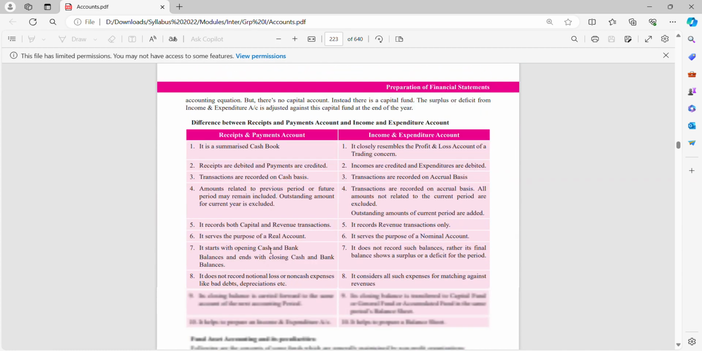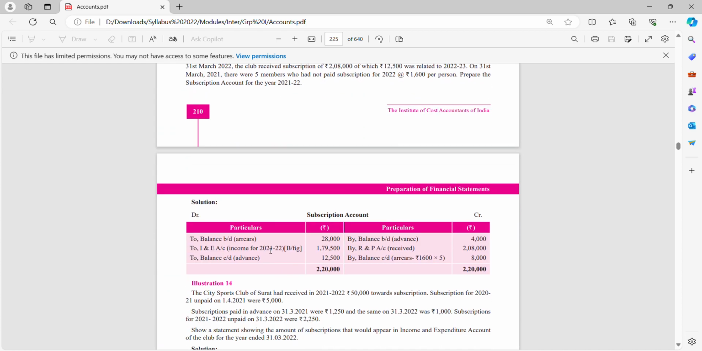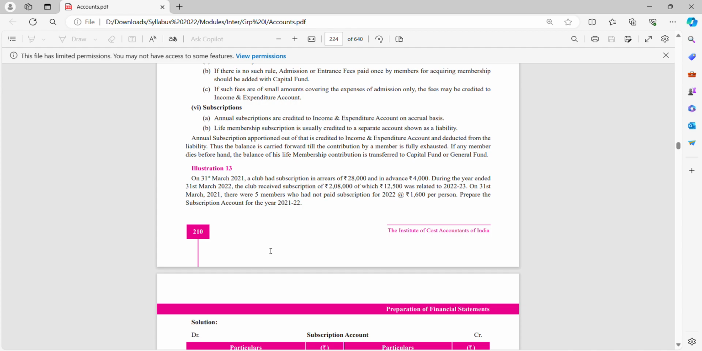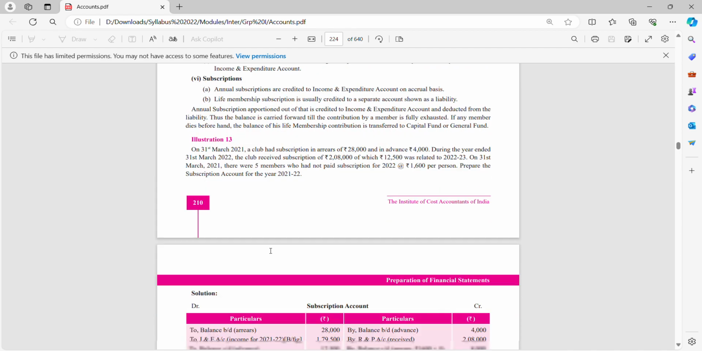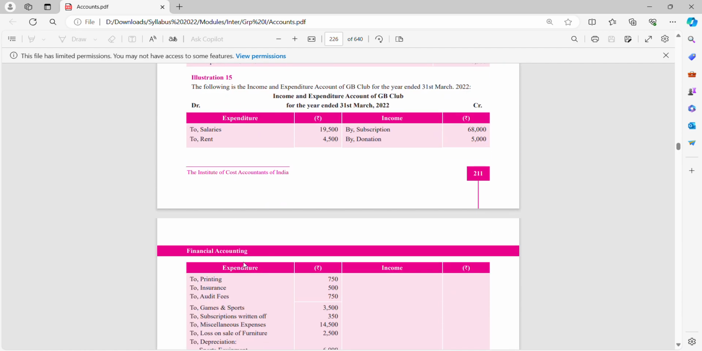Now, from our next lecture, we'll go for numerical problems. We'll start from illustration number 13. We'll try to understand how to solve subscription first, and then we'll go for the illustration. We'll start from illustration 30. I hope you are comfortable with the lecture.